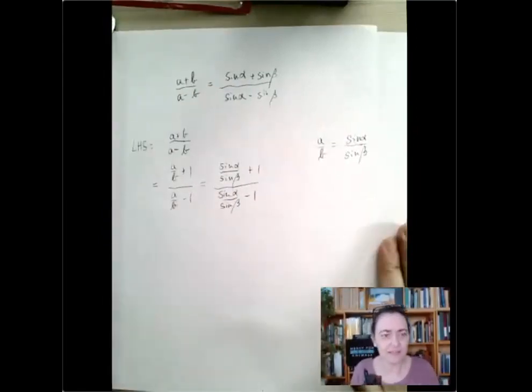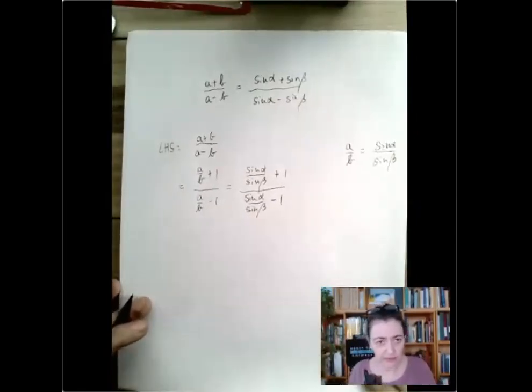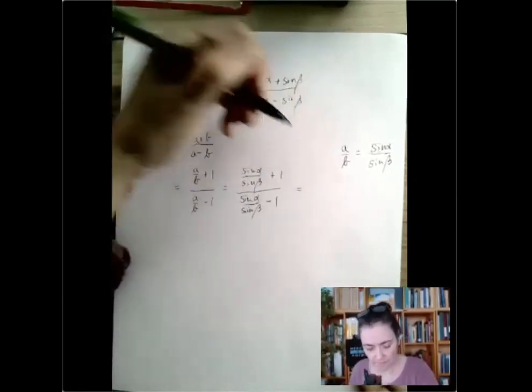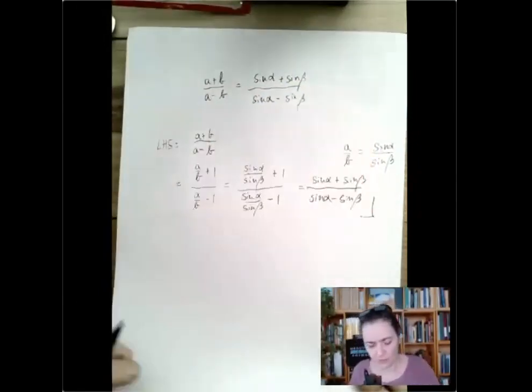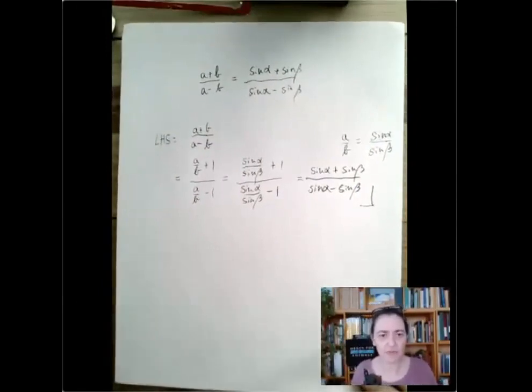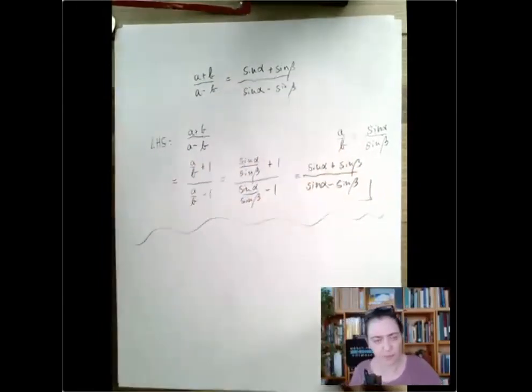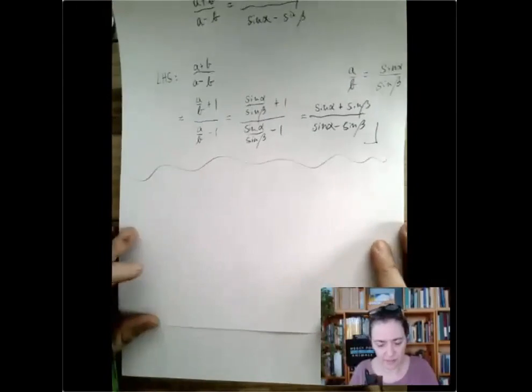And now we can sort of return to the previous form by multiplying both numerator and denominator by sine beta. And that's the other side. So that was fairly simple. And there are variations. I'm going to show you another version of this, but it's pretty much based on the law of sines applied in this way.